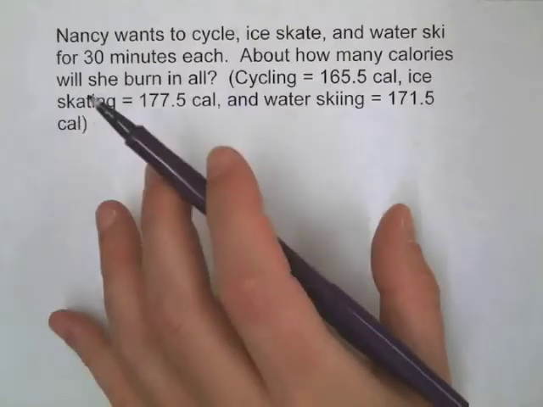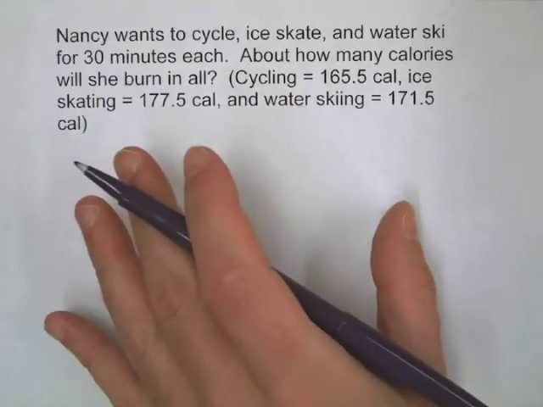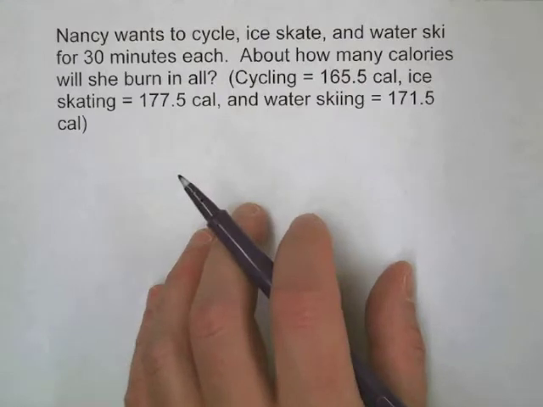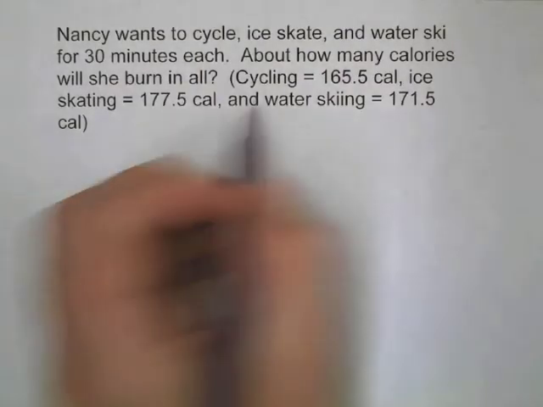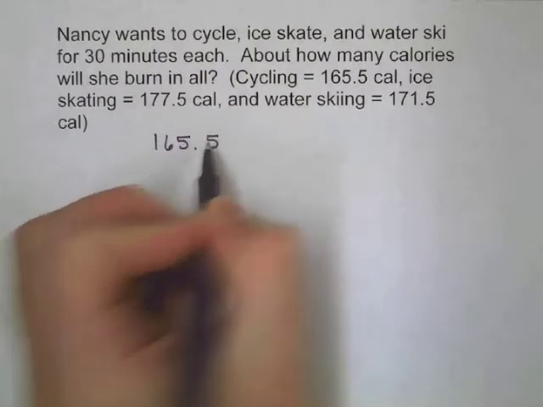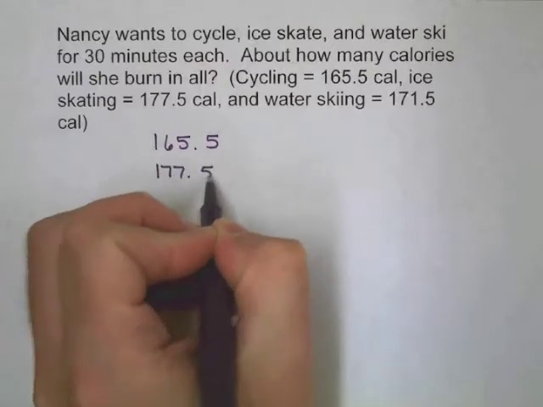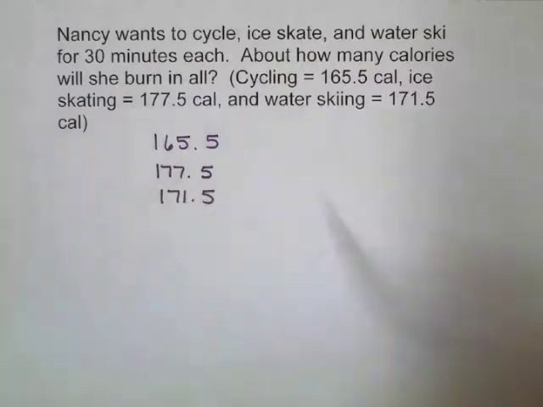With estimating, an about is good enough. We just want to know about how many she's going to burn in all, and so we can estimate, we can get something that's fairly close. So let's look at our numbers here. Cycling, we have 165 and 5/10 calories. Ice skating, 177 and 5/10 calories. And water skiing, 171 and 5/10 calories.